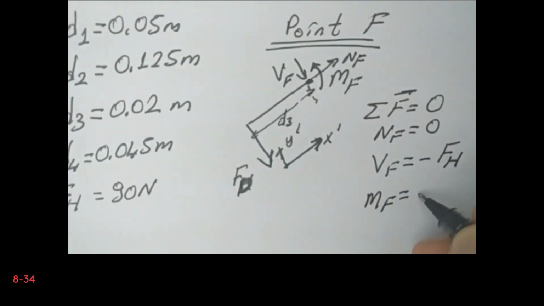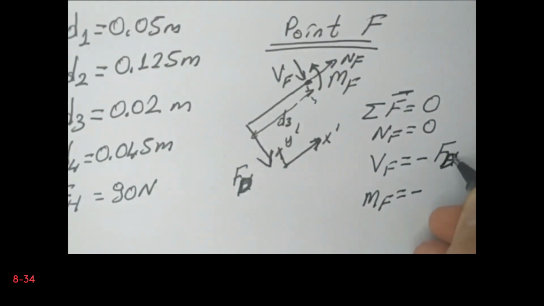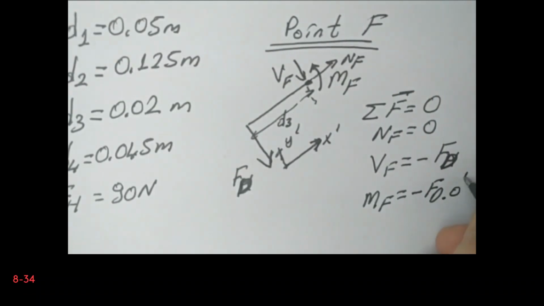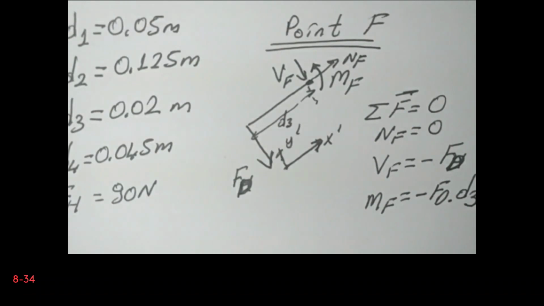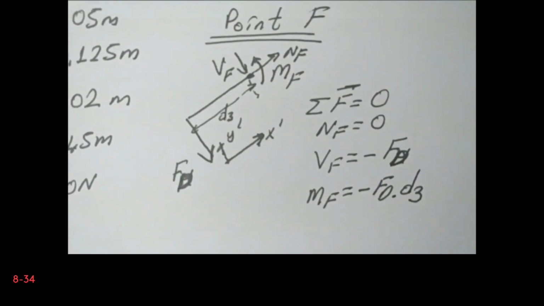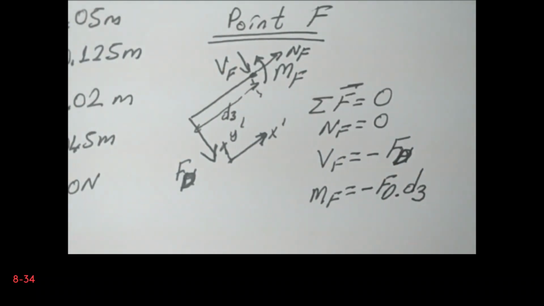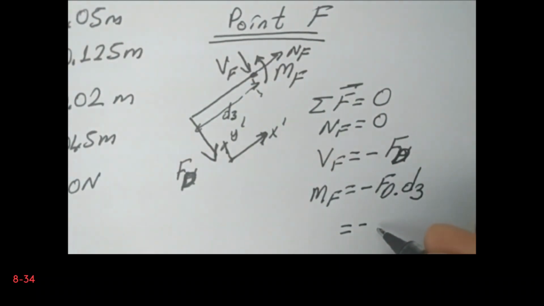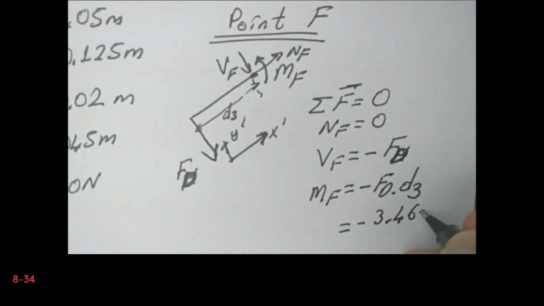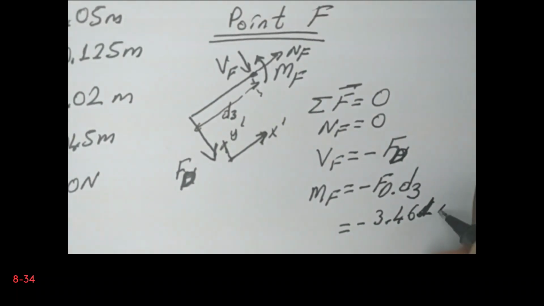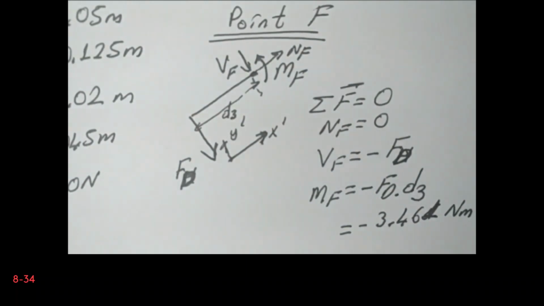So Mf is equal to minus Fd multiplied by d3. So the value of Mf is minus 3.461 newton meters. And Fd is already known, so I will not write it again.